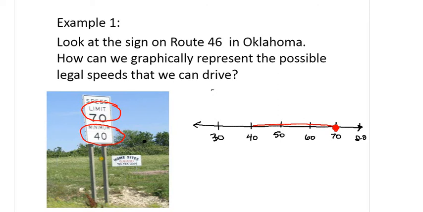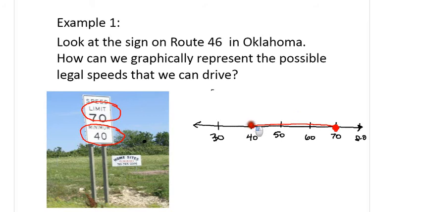If it is, we're going to do a closed dot because that's part of the solution. But if it's not, then I'm going to put an open dot. Now, in the context of the situation, it's showing that the minimum is 40 miles an hour. So I think to myself, would I get a ticket if I was driving 40 miles an hour? And no, the minimum is 40. But if I was driving 39 miles an hour, would I be running the risk of getting a ticket?